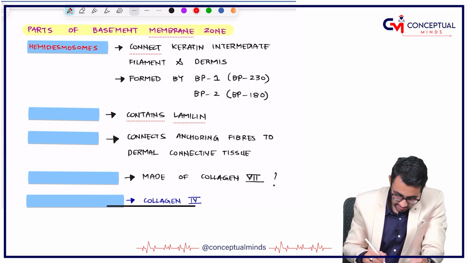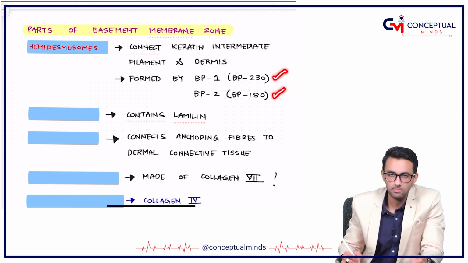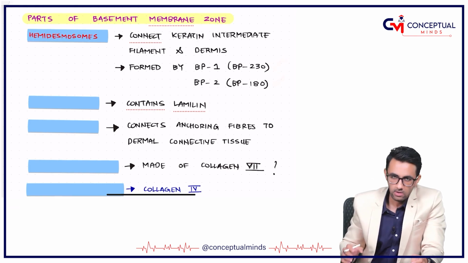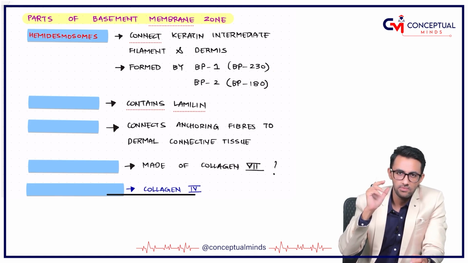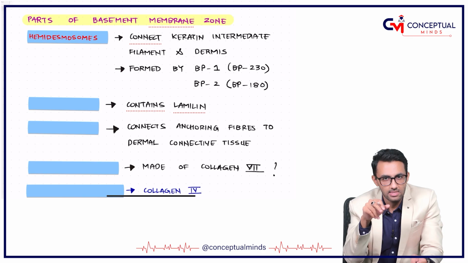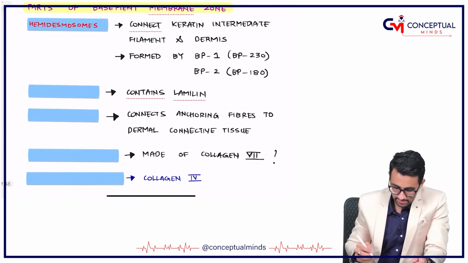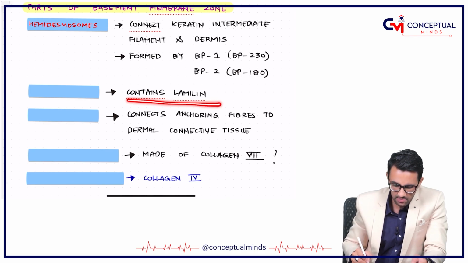And hemidesmosomes are formed by what? This is BP1 and this is BP2. We know BP1 is inside the hemidesmosome, and BP2 connects through the lamina lucida to the lamina densa. The next question is: who contains laminin? Is it lamina densa or lamina lucida? The answer is lamina lucida.